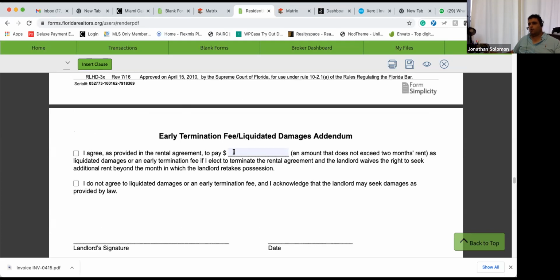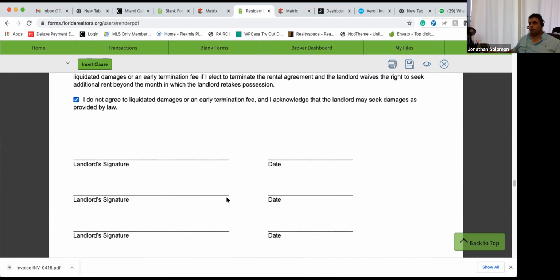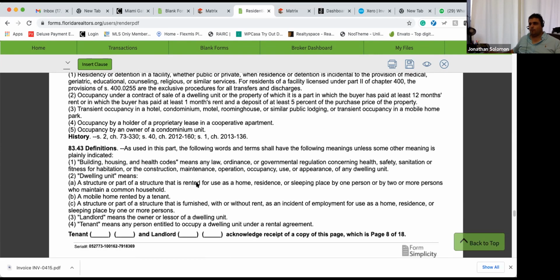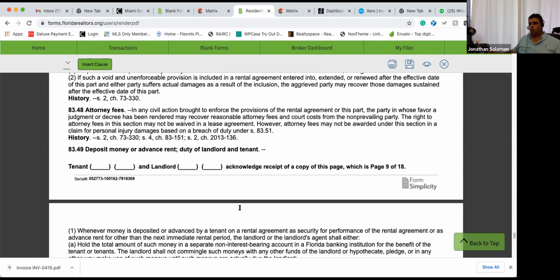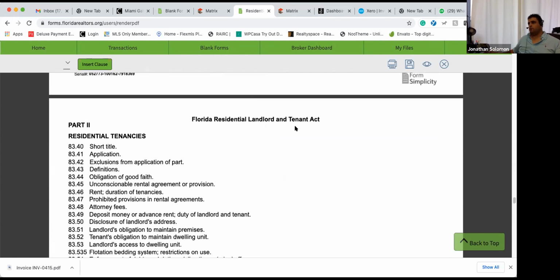And again, early termination, whether the landlord has the ability to keep the advance funds, whether it's 2 months or whatever they're holding, or to have the landlord an option of litigation, to take the tenants to court if they terminate the lease early, to be compensated for the lease itself. And again, as in the apartment residential lease, the Florida Residential Landlord and Tenant Act, extremely important that we keep that as part of the lease and have both parties initial all the pages to make sure both know the Florida Landlord Tenant Act. So that's for the lease itself.